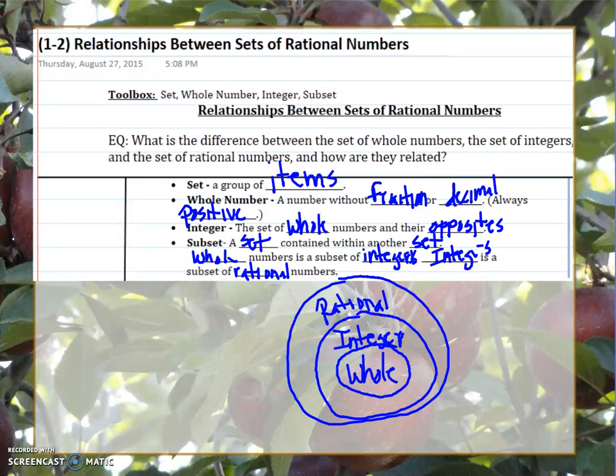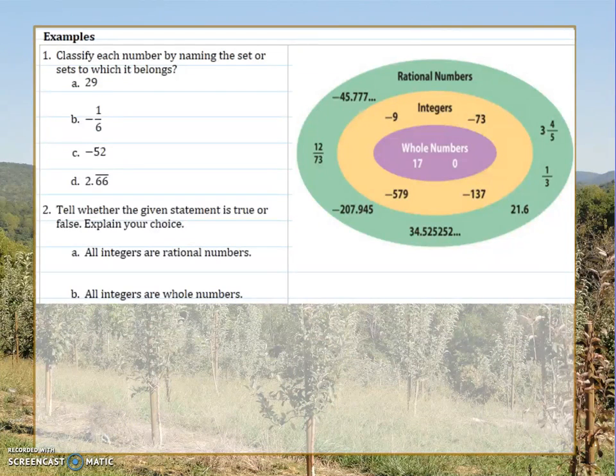Let's take a look at the first example. Classify each number by naming the set or sets which it belongs to. 29. 29 is a whole number, and if it's a whole number, it's also an integer and a rational. So 29 is whole number, integer, and rational.